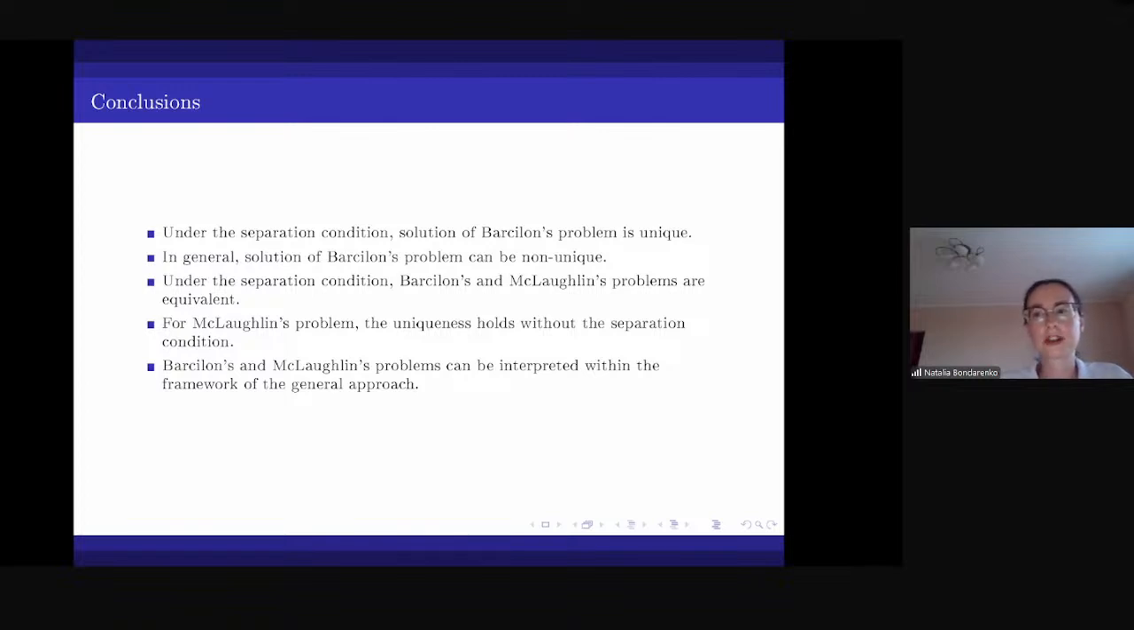And the most important conclusion is that both these problems can be interpreted within the framework of the general method of spectral mappings. So they are not some specific cases. They can be interpreted in terms of the general theory.